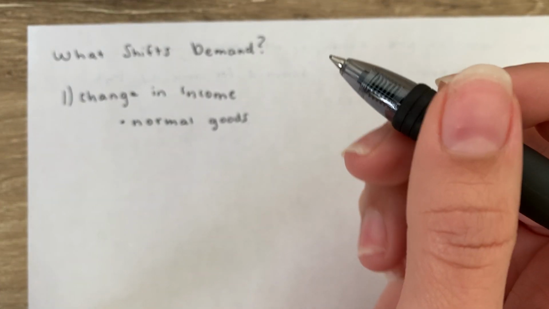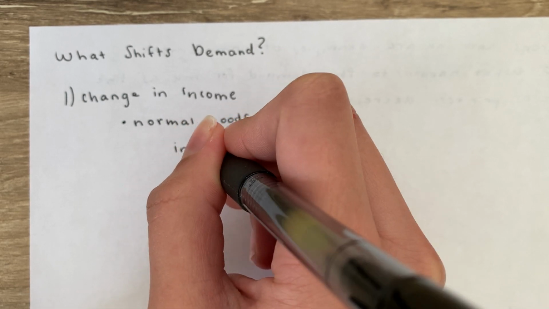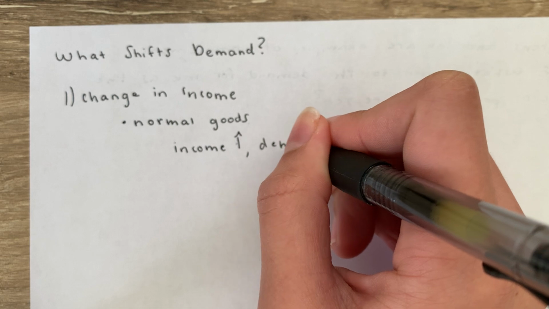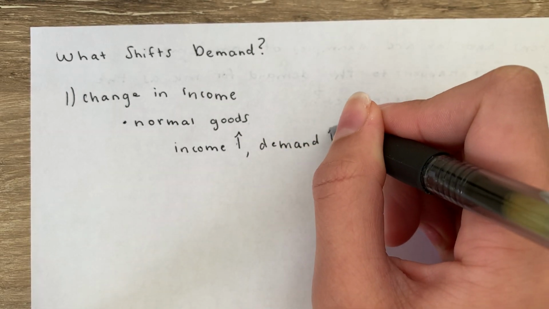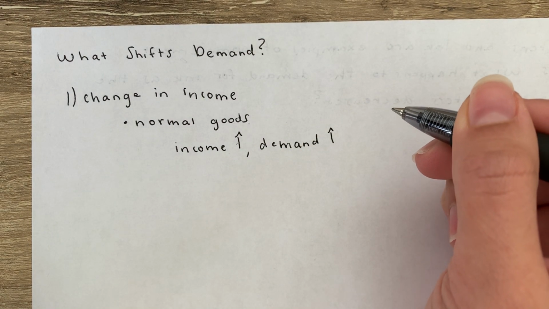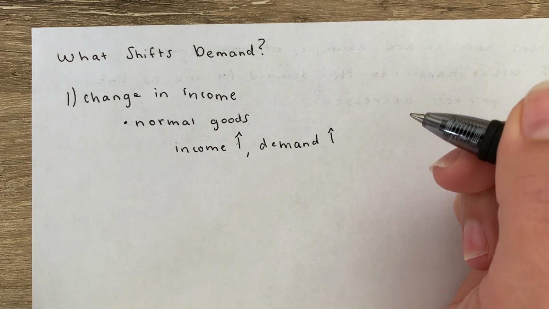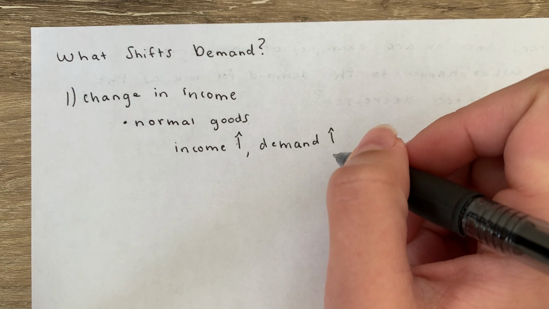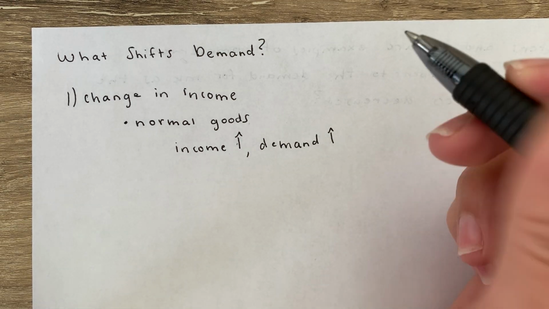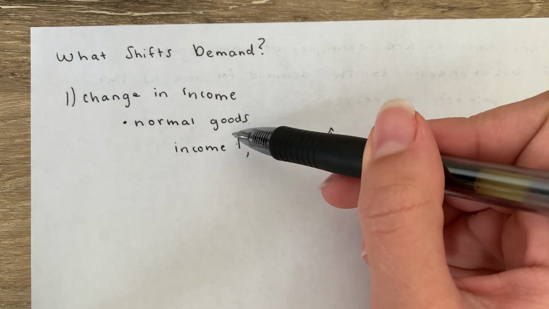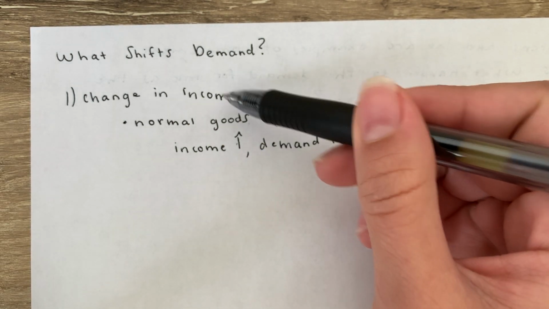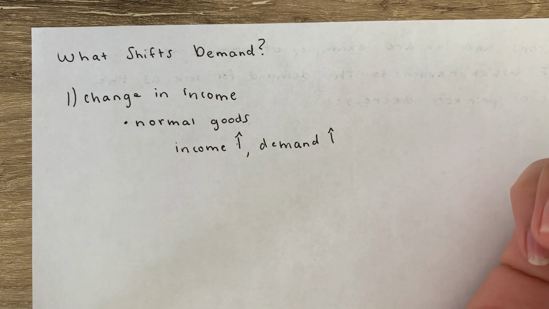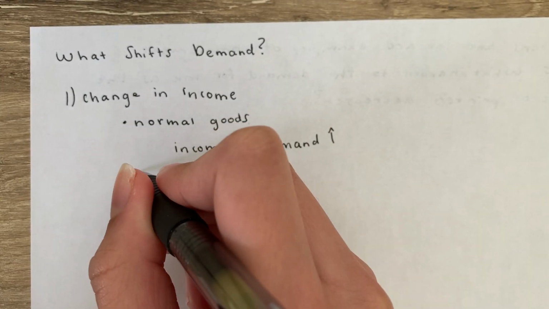Right, so for normal goods, when income increases, the demand for the normal good increases as well, right? Because normal goods you can think are things like organic food or some nice cars, right? So if your income goes up, your demand for those goods is going to go up as well. And it goes the other way around, right? If income decreases, your demand would also decrease for a normal good.